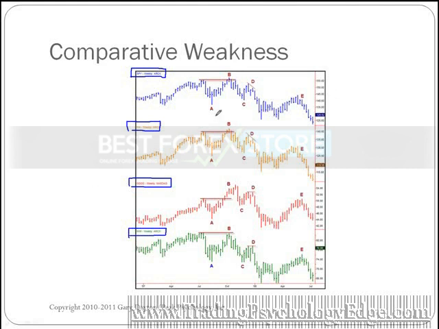So look at how this works. It's really helpful if you've never seen this before. And I'll show you an example how you can trade off of this a little bit later, how I do it on an intraday basis as well.